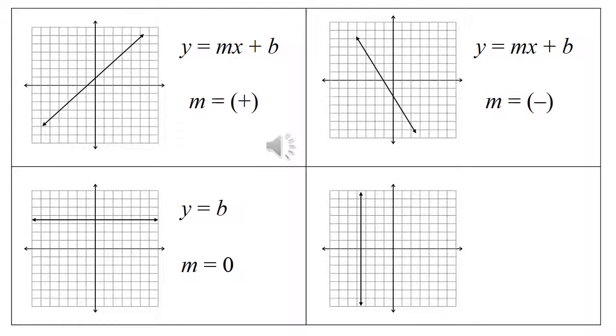This is going straight up and down. That means at one time it's everywhere. It's all up and down, but it's only at that one moment that it's everywhere. It's not going left or right at all. This equation is x equals a number.